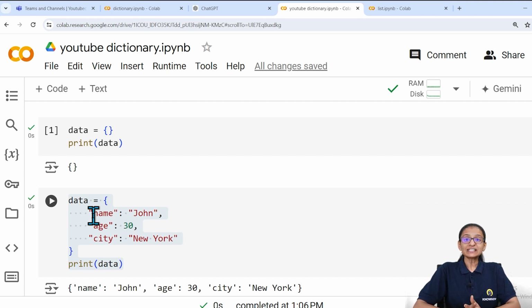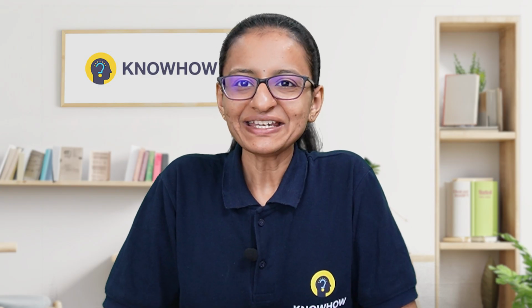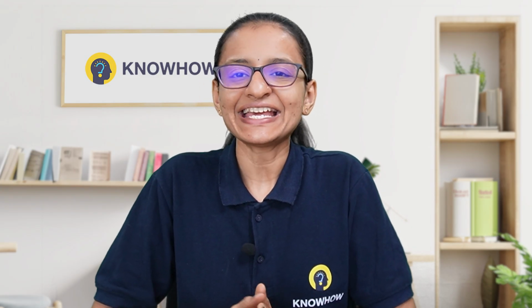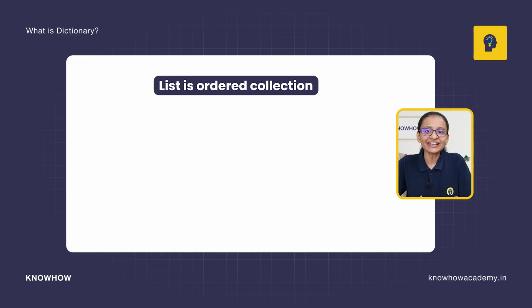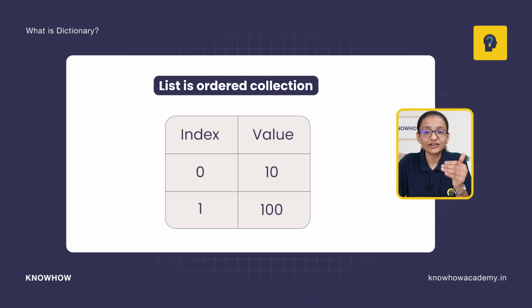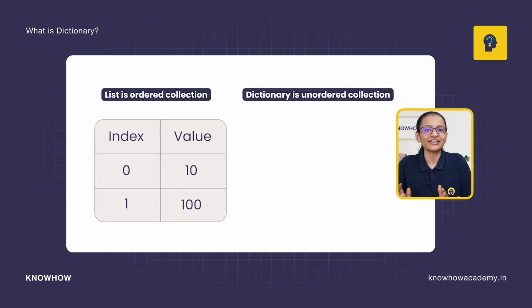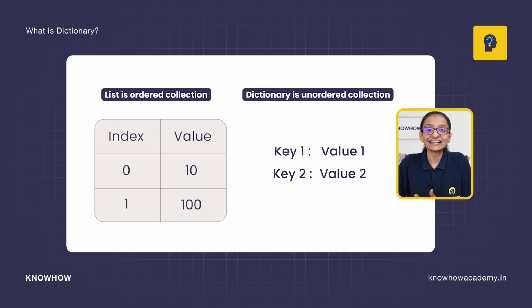Now let me tell you what is the difference between list and dictionary. So first difference is that a list is an ordered collection. Ordered collection means the first item you can store at the first position, then the second position, and so on. So this is called an ordered collection. But a dictionary is an unordered collection. Why? Because it does not have any index. So this way, with respect to order, list and dictionary are different.